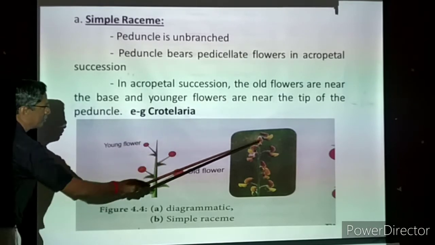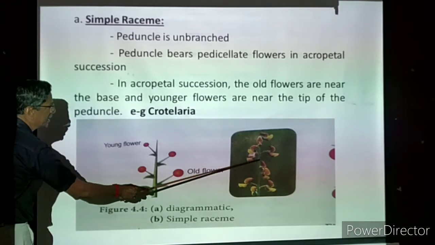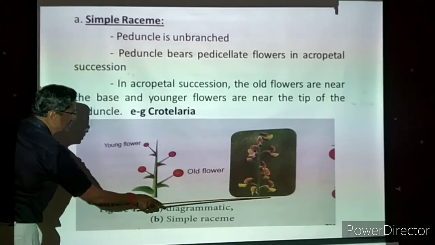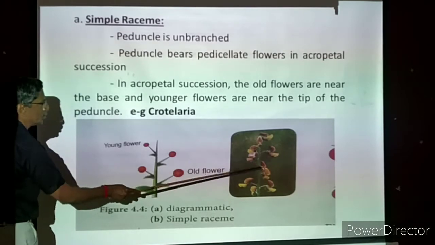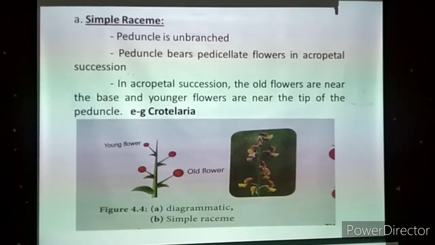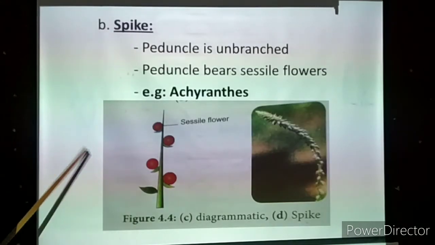Example, crotalaria. Now this is the crotalaria. The whole bunch, this is the main stalk which is continuously growing. But see the flowers. These are all the old flowers. These are all the young flowers. So old flowers are near the base, young flowers are near the tip. Example, crotalaria. The second type of racemose inflorescence is called a spike.